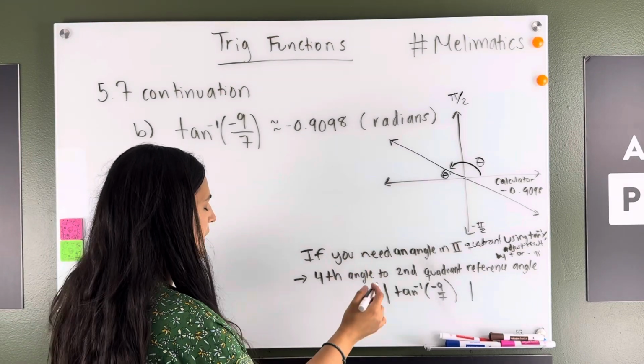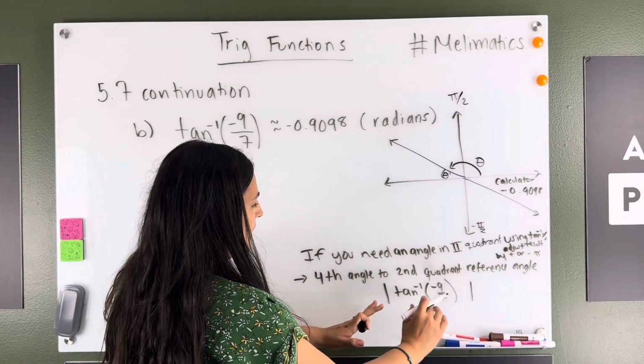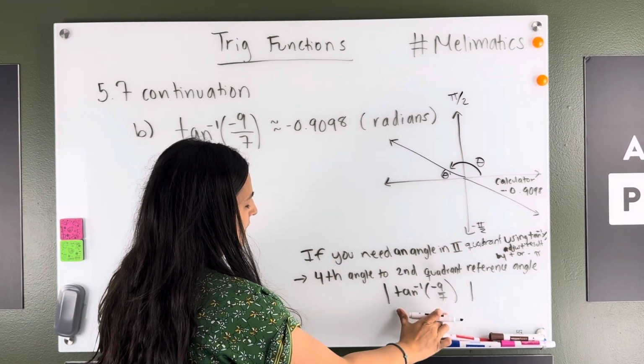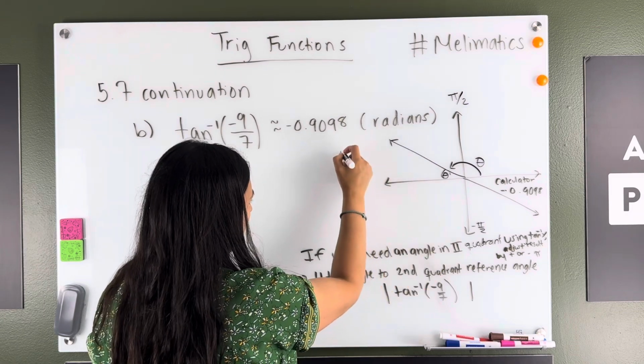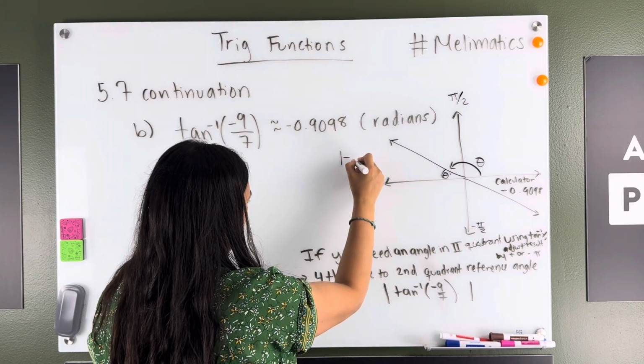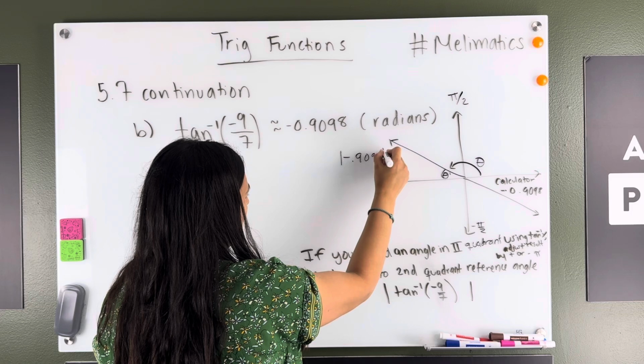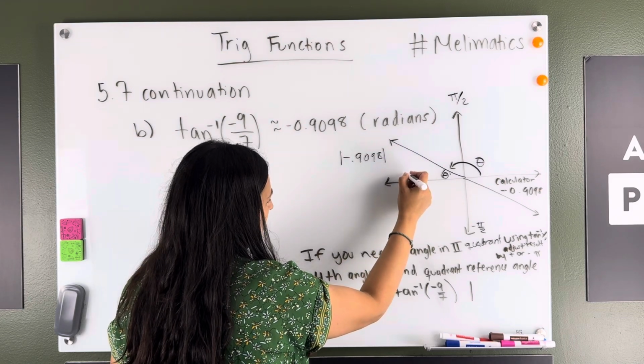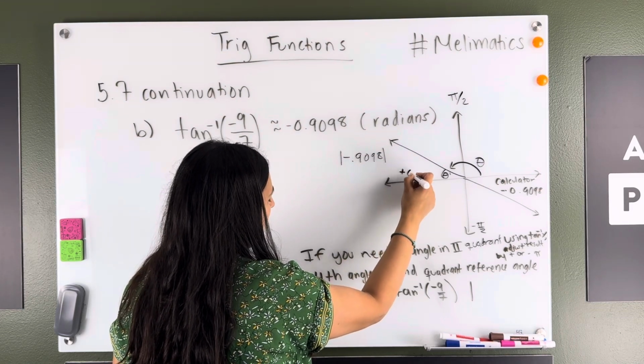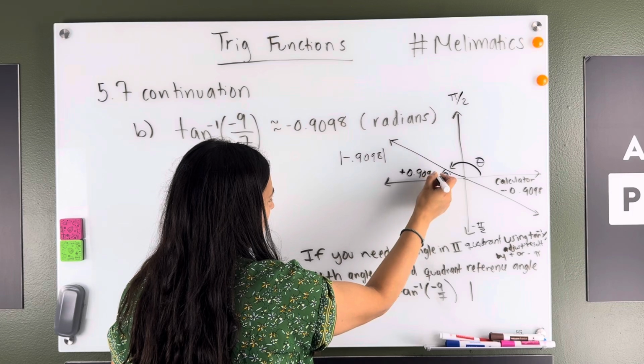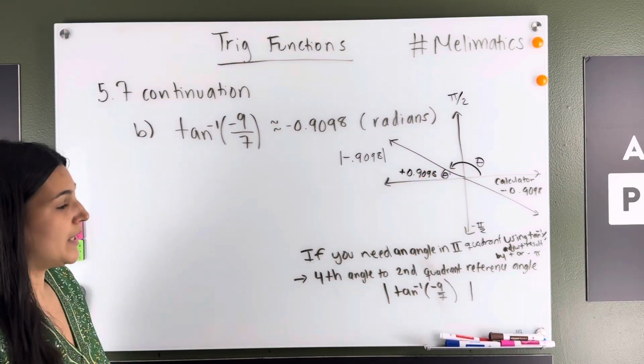Okay, so the reference angle is going to be the absolute value of arctangent of -9/7. So if you get the absolute value of this negative number, then of course you're going to get a positive number, right? So it's going to be positive 0.9098. That is the reference angle, okay?